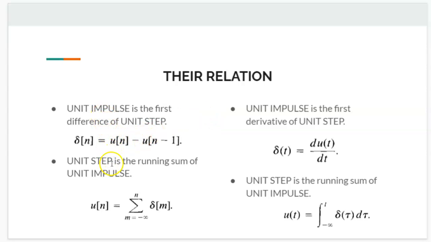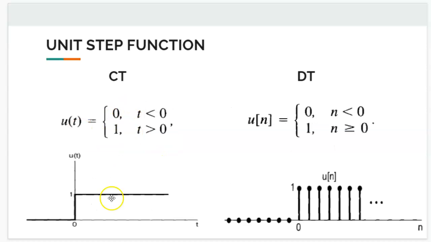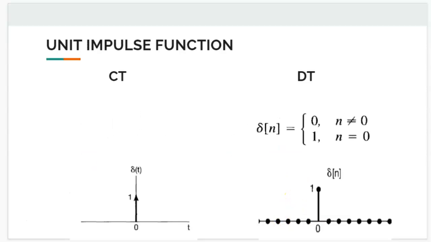So the relation is like this. Let's first look at the discrete part. The unit impulse function is the first difference of the unit step function. The first difference is a discrete way of saying a first derivative. So delta of n is equal to u of n minus u of n minus 1. If you take the difference of the unit step function in discrete time, it will become 0 everywhere, and only at 0 it will become 1, because 1 minus 0 is 1, and then it will again become 0 everywhere. So the change is happening only at 0.